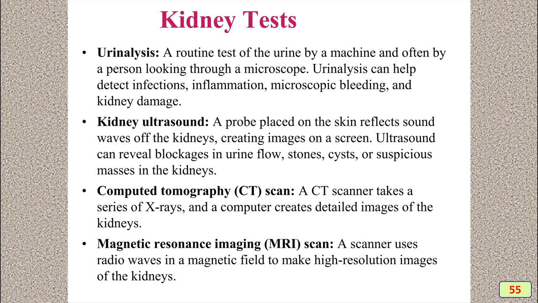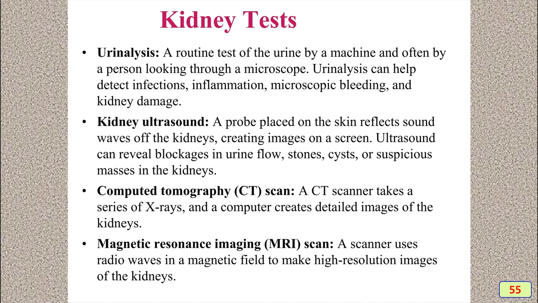So kidney tests, once again: very simple urinalysis, routine urine tests are done by a machine, and urinalysis can help to check the functioning of the kidneys. It can detect infections, inflammation, microscopic bleeding, and many kidney disorders simply by checking the pH of the urine, etc. It gives a diagnostic clue.